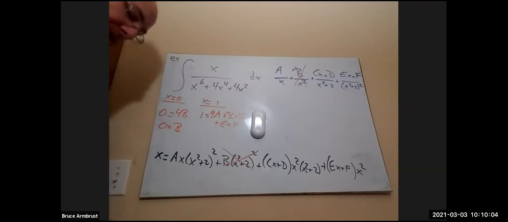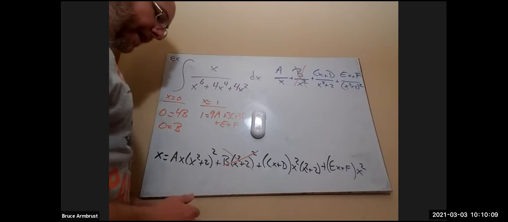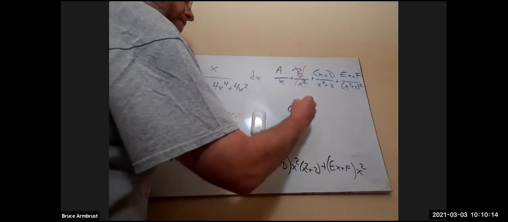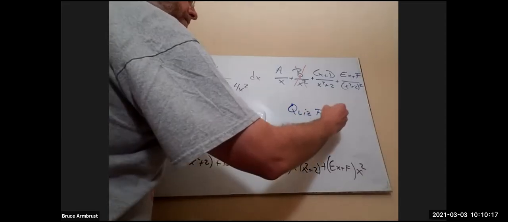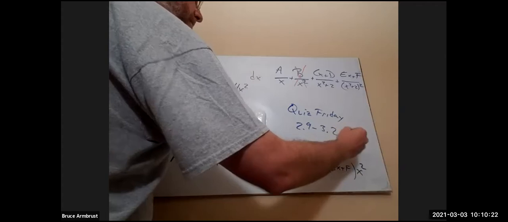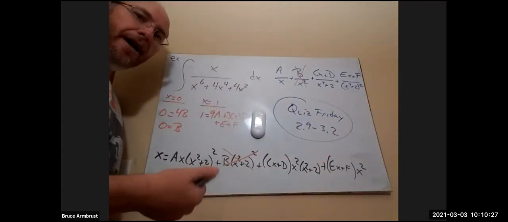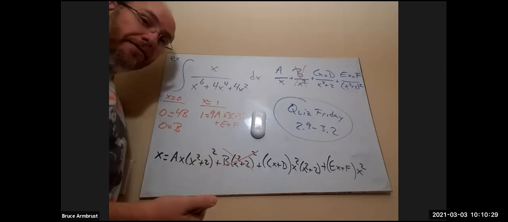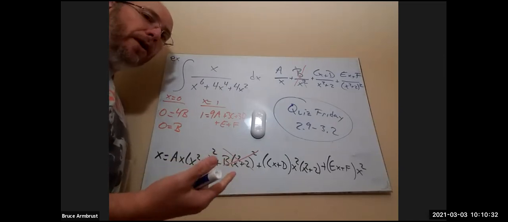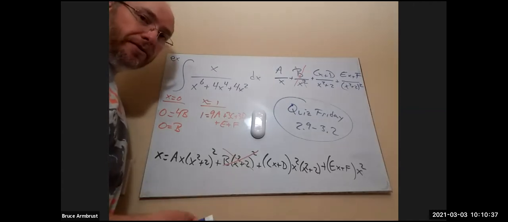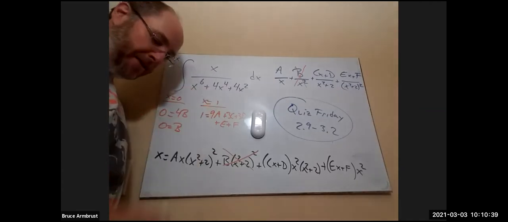Real quick before we go, I just want to remind you that there is a quiz next time. It is going to happen. That quiz is going to be on sections 2.9 through 3.2. So, Quiz Friday, 2.9 through 3.2. 2.9 is the hyperbolic trig functions, 3.1 is integration by parts, and 3.2 is the trig integrals. So that's what's going to be on this quiz.